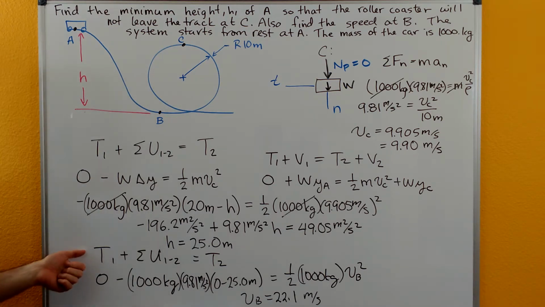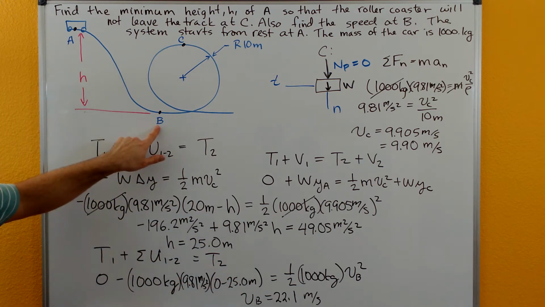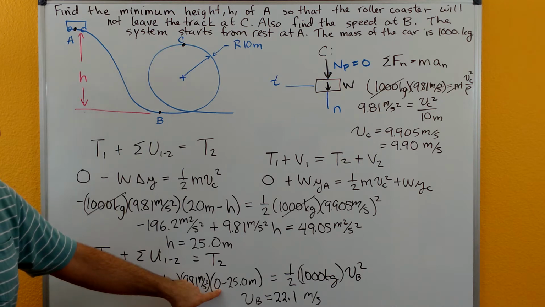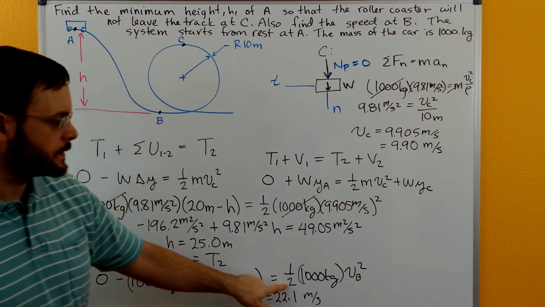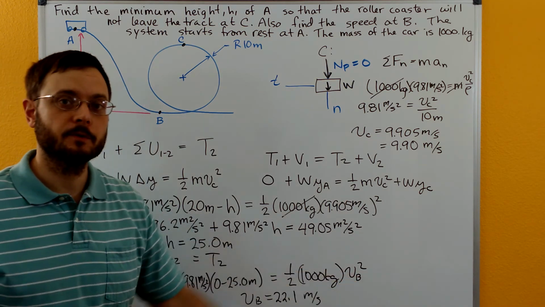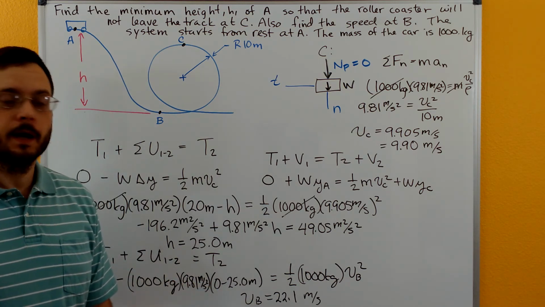Then to go back and calculate the velocity at B, we can use work and energy again. So we can say that the kinetic energy plus the work done gives you the final kinetic energy. And so our work is just, again, the work that gravity does due to the weight. So we've got our weight times our change in our y position. We're going to end up at B, so we've got 0 for our y value minus our initial y value of 25. And then on this side, we have 1/2 our mass times our velocity at B squared. Solving this gives us a velocity at B of 22.1 meters per second.